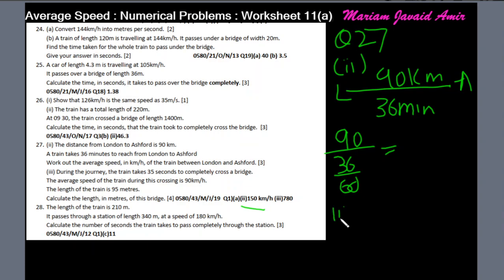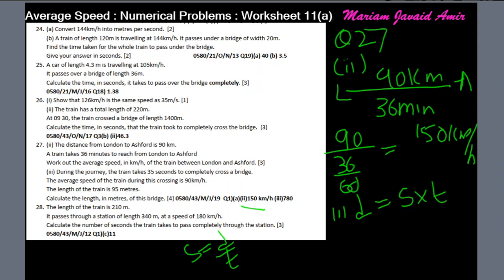Part 3. Okay. During the journey, the train takes 35 seconds to completely cross a bridge. The average speed of the train during this crossing is 90 km per hour. The length of the train is 95 meters. Calculate the length in meters of the bridge. So first we simply need the distance. Speed is distance over time, so distance is speed times time.